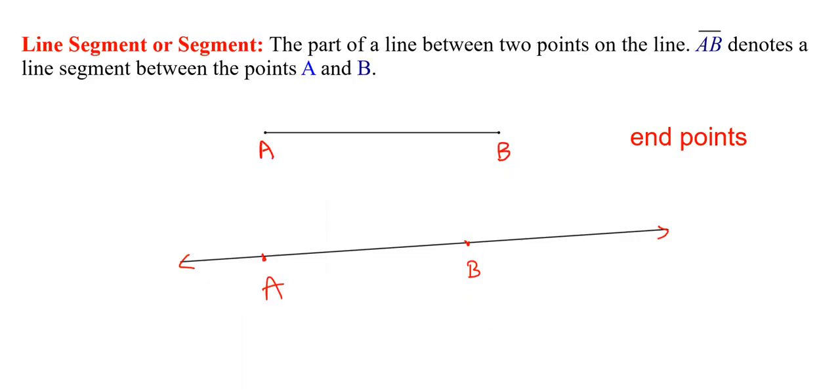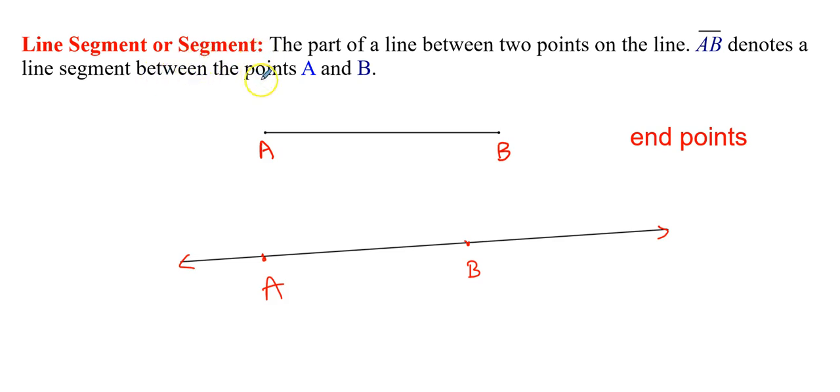Got it? Now the next, you have a line segment. A line segment, or in short, you can just say segment. It is the part of a line between two points on the line. AB denotes a line segment between the points A and B. So here AB is a line segment. You cannot extend it to your left or to the right, because A and B are the end points. These are the limits you have there, like you can't go on either of those two sides. That's why we call it a part of a line.